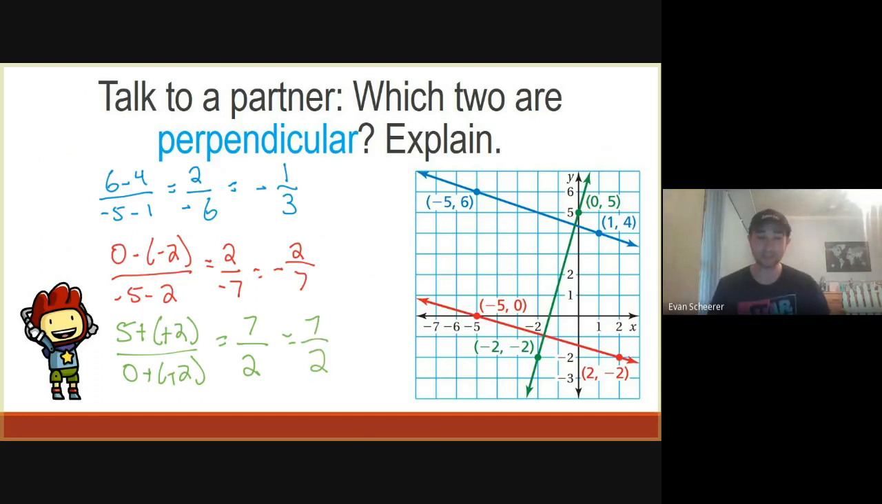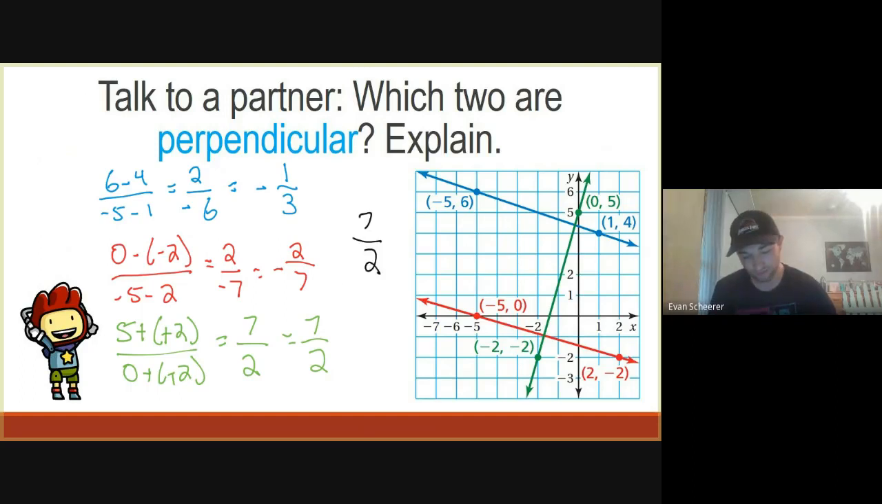Now, just by looking at this, you guys should be able to tell which of the two are perpendicular. So let's look at the green, because the green is the big one, right? That's the one that we know crosses through both, right? On the graph, we see it crosses through both. So therefore, let's take the opposite reciprocal of 7 over 2.